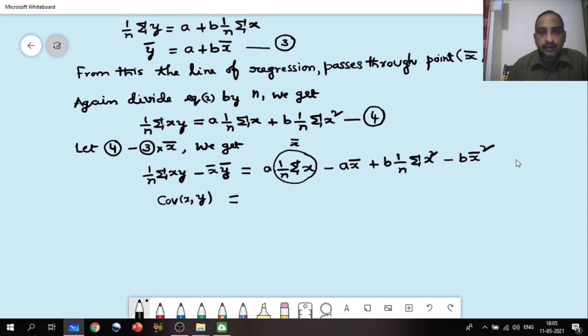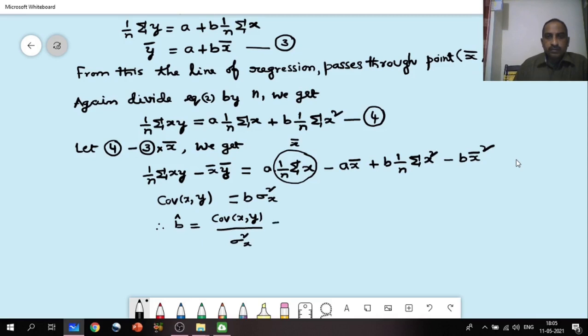B is common. 1 by n summation x square minus x bar square is nothing but the variance of x. So therefore the unknown parameter value, b hat, equals the covariance of x y divided by sigma square x, that is the variance of x.